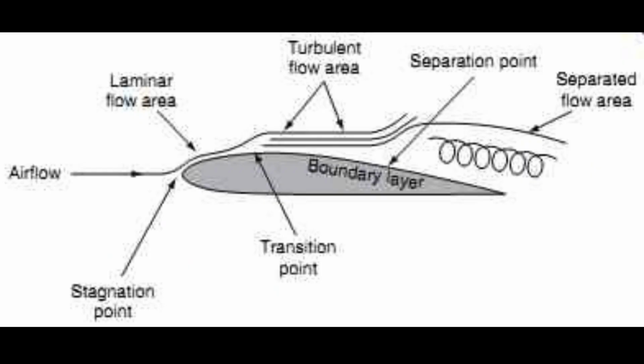Next we have the transition point. Transition point is that point where the airflow changes from laminar to turbulent. And then we have the separation point, where the turbulent airflow separates itself from the wing surface itself. That's called your separation point.